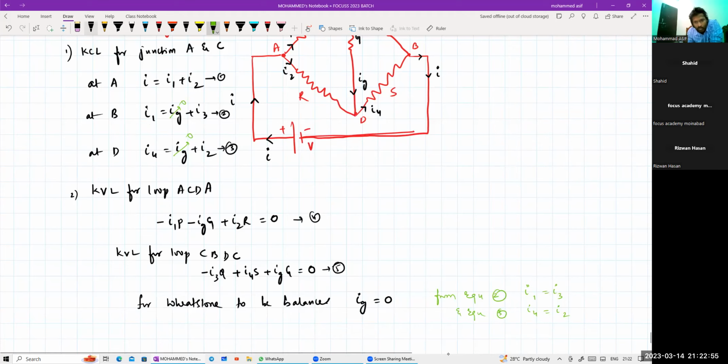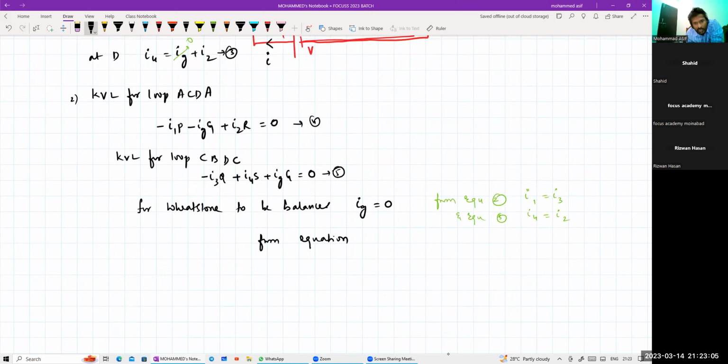Now from equation 4, put IG as 0: minus I1 into P minus 0, so that whole term becomes 0. Since IG is 0, this value becomes 0, and we get plus I2 into R must be equal to 0. So minus I1 into P is equal to minus I2 into R. Minus minus cancels, so I1 divided by I2 will be equal to R divided by P. This is equation number 6, from equation 4.